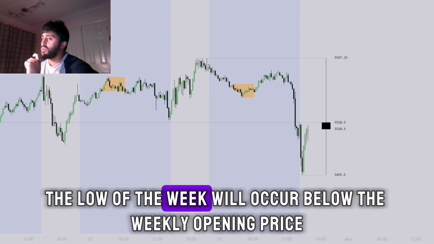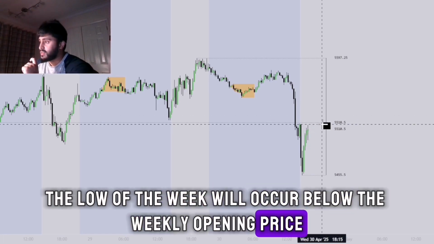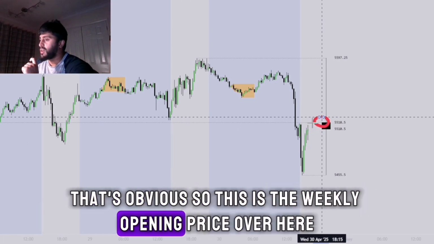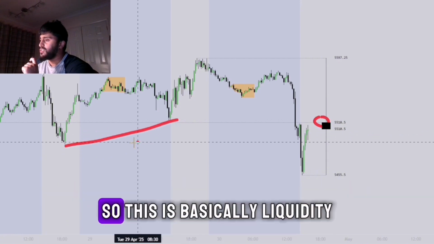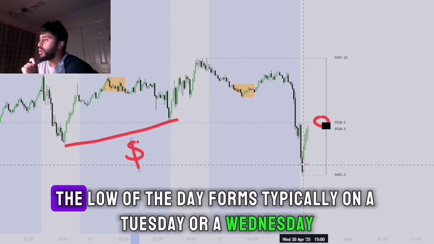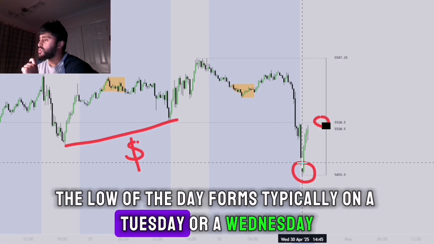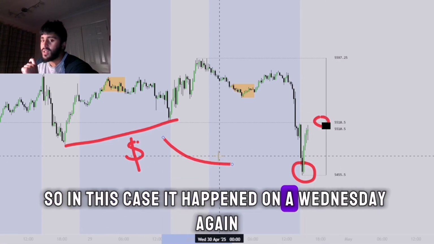Basically, the low of the week will occur below the weekly opening price. That's obvious. So this is the weekly opening price over here. Notice how we've taken out Monday's low and Tuesday's low. So this is basically liquidity. The low of the day forms typically on a Tuesday or a Wednesday. So in this case, it happened on a Wednesday.